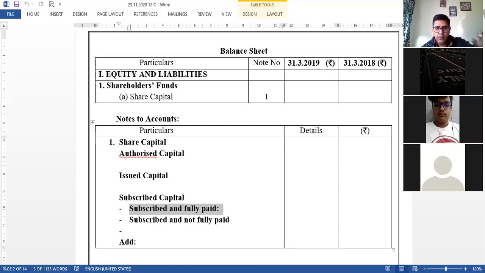Fully called, what did I use? Face value, the nominal value. How much is the nominal value? 10 rupees. 10 rupees called, 10 rupees received, yes, fully paid up. 8 called, 8 received, no. 9 called, 9 received, no. It has to be 10 only. It has to be fully called, and fully received by the company. Then and then only the amount will be categorized under this head, that is subscribed and fully paid.